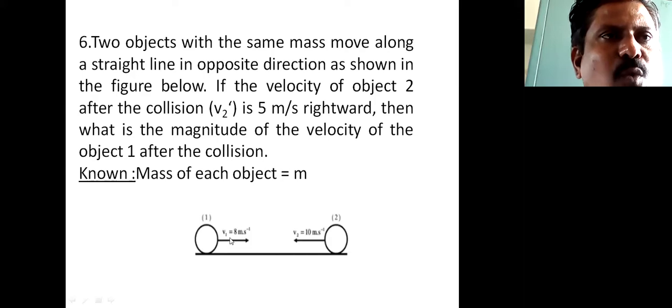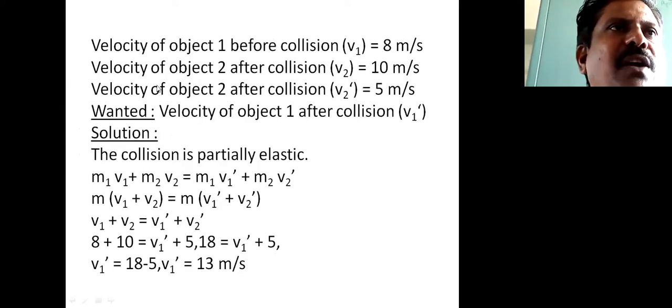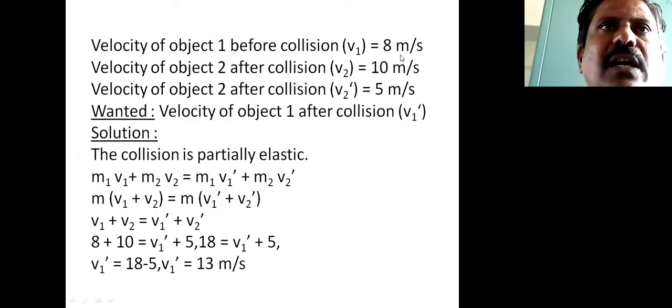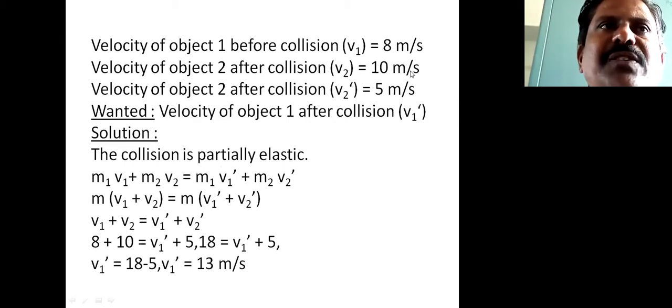This v1 is equal to 8 meter per second, and v2 is equal to 10 meter per second before collision. The velocity of the first object before collision is 8 meter per second, whereas the velocity of the second object is 10 meter per second.